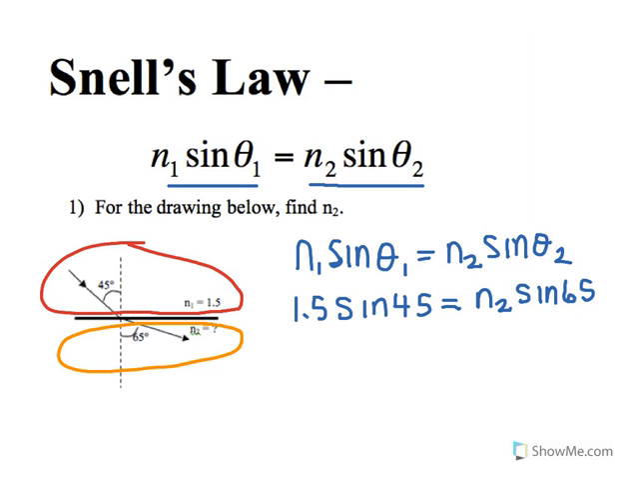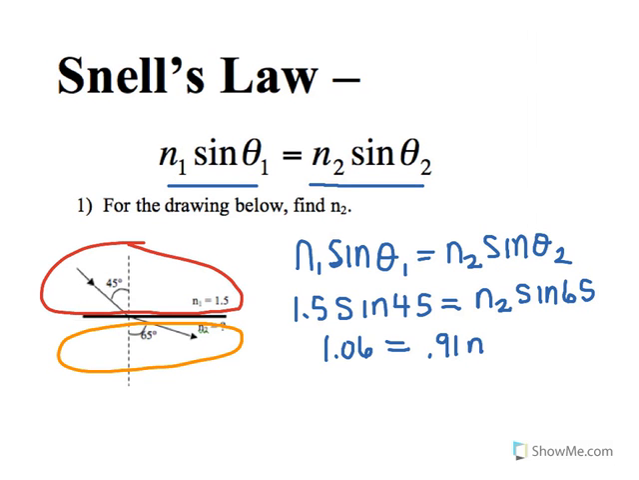The only thing you have to be careful of is your calculator must be in degrees. So you just check your mode real quick and make sure you're in degrees. Go 1.5 sine of 45. That gives me a value of 1.06 equals, I'm going to do the sine of 65, and the sine of 65 equals 0.91 n2. All right, now once I do this, I divide both sides by 0.91, and if you take 1.06 divided by 0.91, that gives me 1.16.